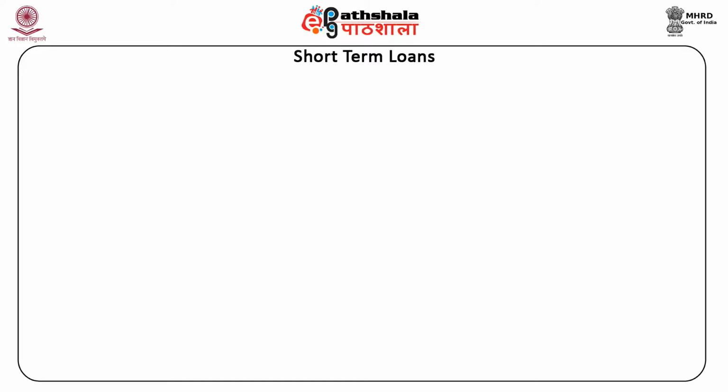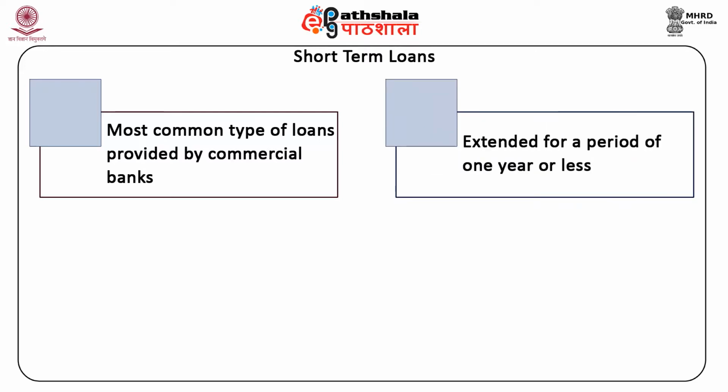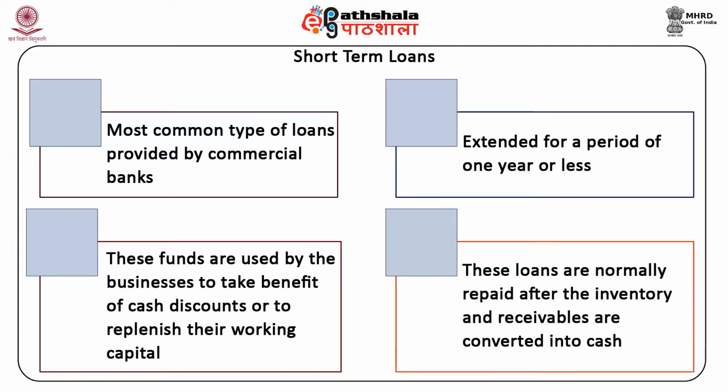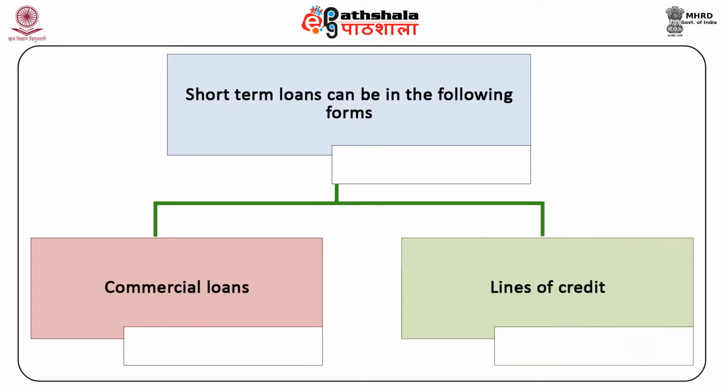Short-term loans. The short-term loans are the most common type of loans provided by commercial banks and are extended for a period of 1 year or less. These funds are used by the businesses to take benefit of cash discounts or to replenish their working capital. These loans are normally repaid after the inventory and receivables are converted into cash. Short-term loans can be in the following forms: commercial loans and lines of credit.